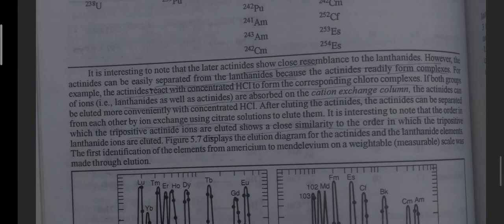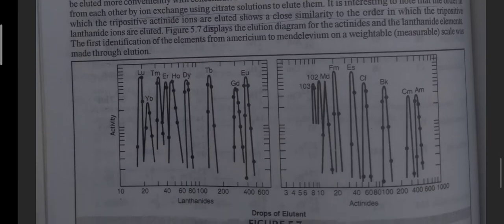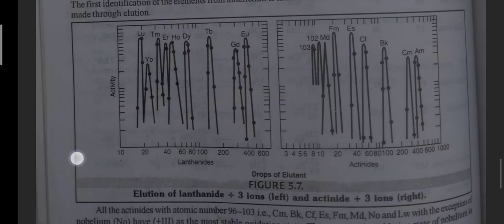It is interesting to note that the order in which the tripositive actinide ions are eluted shows a close similarity to the order in which the tripositive lanthanide ions are eluted. Figure 5.7 displays the elution diagram for the actinide and lanthanide elements. The first identification of the elements from americium to mendelevium on a weighable or measurable scale was made through elution.